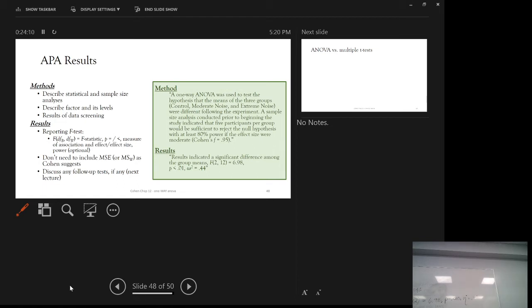So what do you need to include in your write-up? Okay. You need to probably include descriptive statistics and sample sizes. What do we mean by descriptive statistics? Means and standard deviations of each group. Sample size. Do I have to say this first group was sample size 5, the second group was sample size 5, and the third group was sample size 5? Do I need to say it that way? Why not?